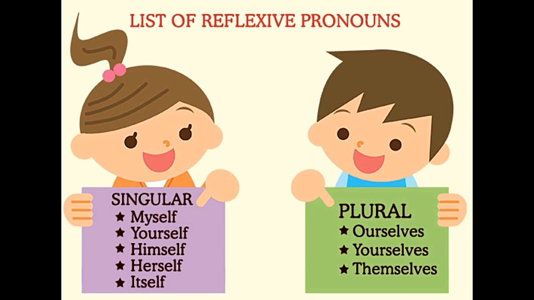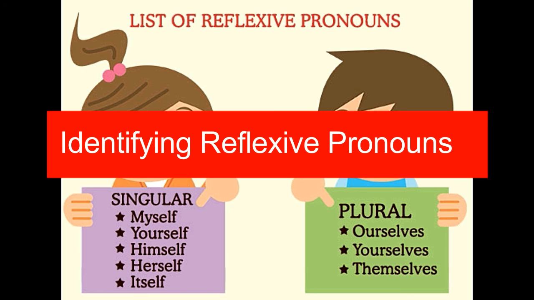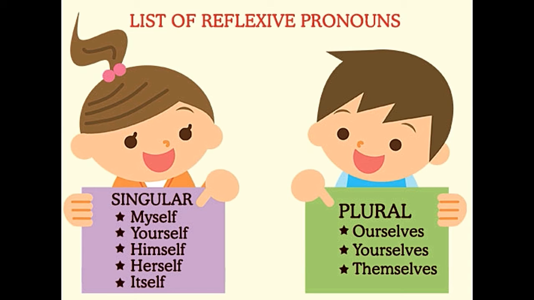Identifying reflexive pronouns is very easy. When the subject is doing something to someone else, it is not a reflexive pronoun. For example, "The dog is playing with it" shows that the dog is playing with something else. However, "The dog is playing with itself" shows that the dog is playing with itself. Jimmy bathes himself. Jimmy bathes Jimmy. Diana is talking to herself. Diana is talking to Diana. The Smiths love themselves. The Smiths love the Smiths.